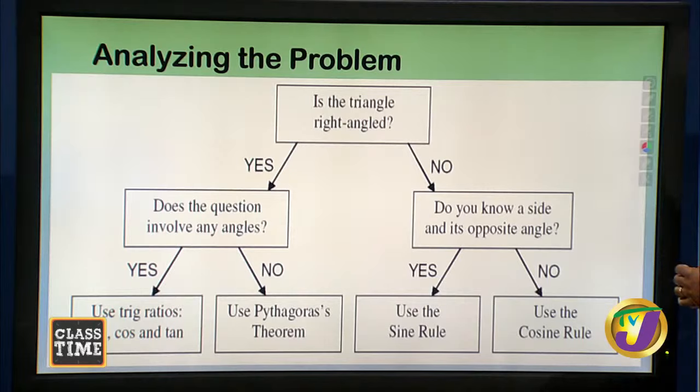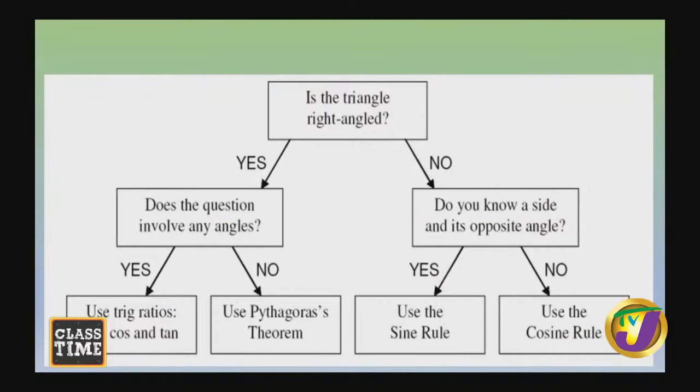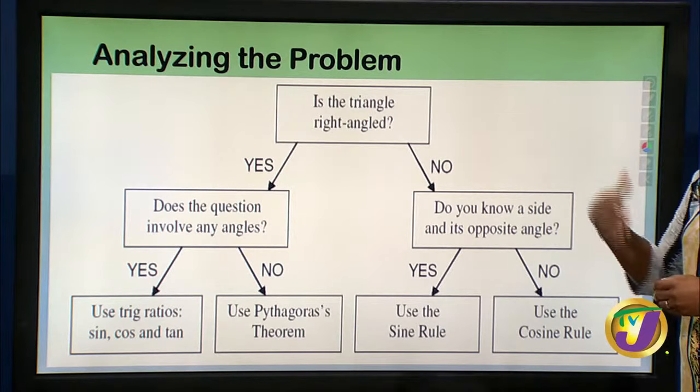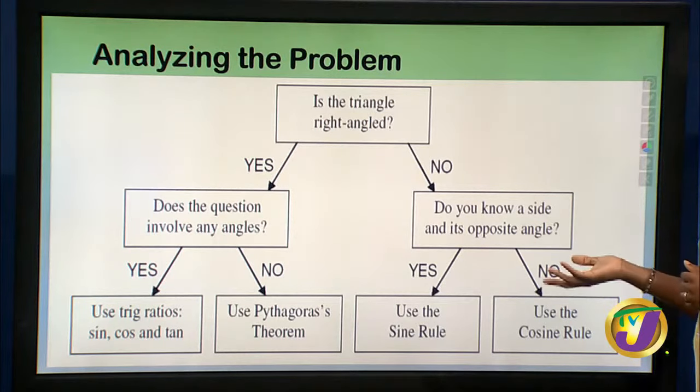So is the triangle a right angle triangle? When you're looking at your problem, after you've made your sketch, if it is a right angle triangle, what would we do? Does it involve any angles? If yes, then we use the trig ratios, so we know sine, cosine, and tangent. But if not, we're going to be moving to Pythagoras' theorem, once it's a right angle triangle.